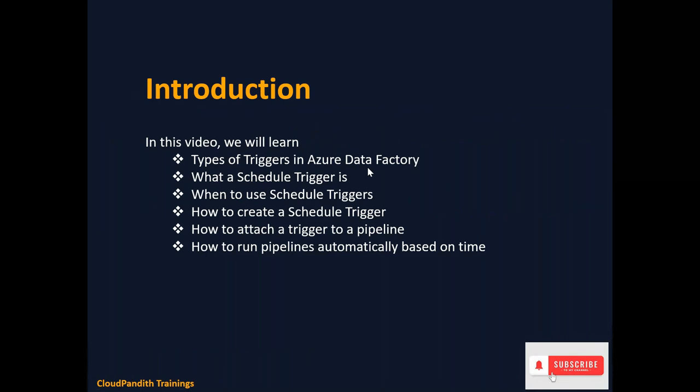Before we jump into the demo team, let's quickly understand what we are going to cover in this particular video. Azure Data Factory supports different types of triggers team. So in this session, we will briefly look at different types of triggers. Then we will focus on a schedule trigger. We will understand what is schedule trigger, how to use it, when to use this schedule trigger and all these things. By the end of this video, you will be able to create a schedule trigger and run the pipelines automatically based on the time.